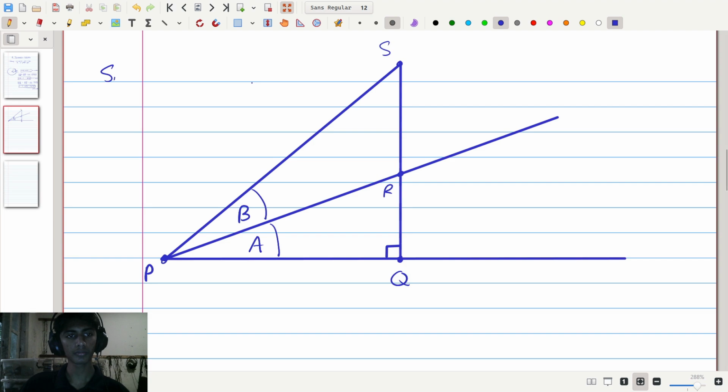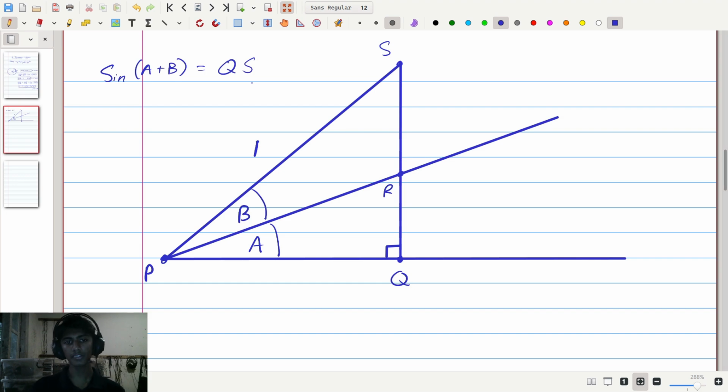So sine of the A plus B angle, I'm going to just assume for now that this length PS is 1. That will make our trigonometric ratios easier to figure out. So sine of A plus B will be the opposite side divided by the hypotenuse. In the right angle triangle PQS, the opposite side is QS and the hypotenuse is PS, which is 1. So we have sine of A plus B is equal to QS divided by 1, which is simply QS. So sine of A plus B is QS.